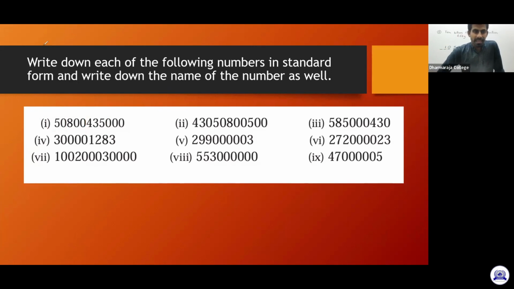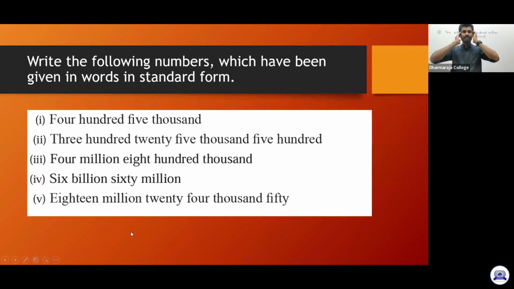Question number 2. What is question number 2? Write the following numbers which have been given in words in standard form. They have given the names. Now you need to write down the numbers. These are two simple activities. Then you can do this one.